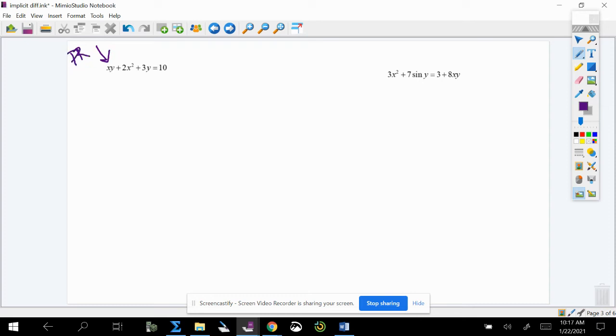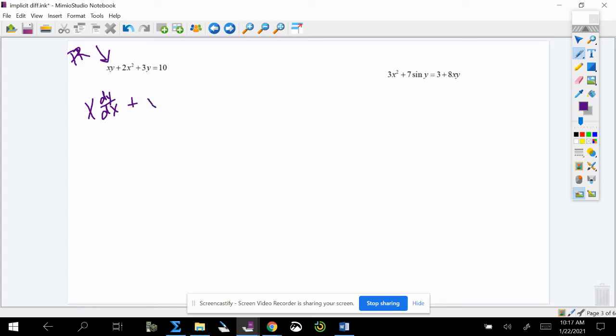They also do a lot of things with negatives. I feel like negatives always drive me crazy. So first times the derivative of the second, the derivative of y is dy/dx. You can put 1 dy/dx if you want, but you don't have to. Plus the second times the derivative of the first.